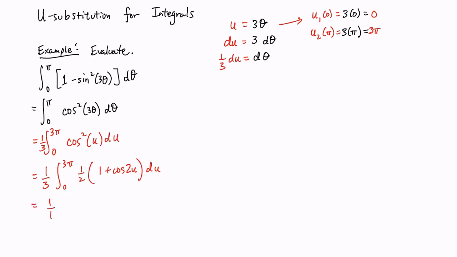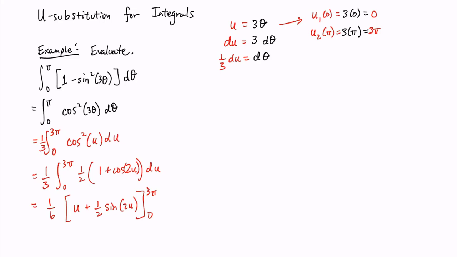So we're ready to integrate. 1/6 goes out to the front, and now we have left with what? u, let's see here, plus 1/2 sine of 2u. Evaluate it from 0 to 3 pi. 2u right there.